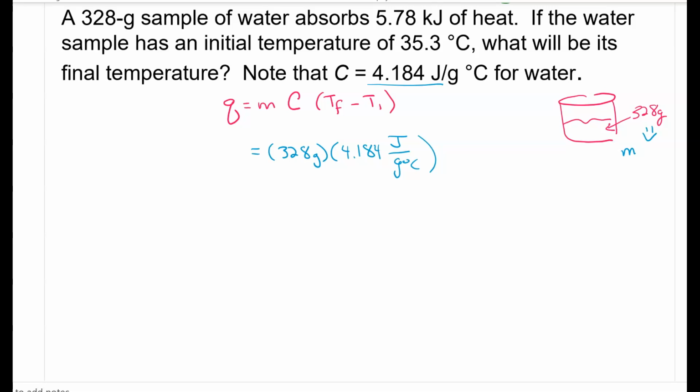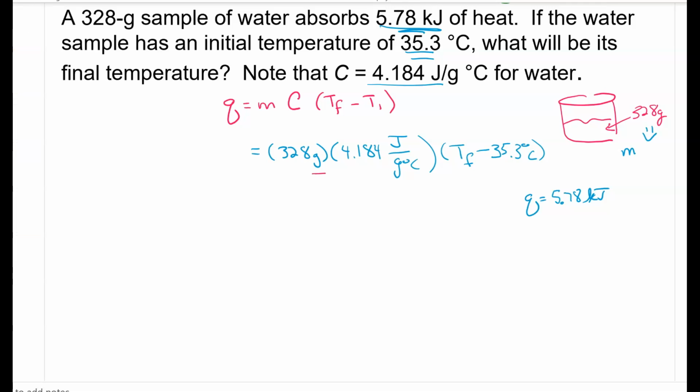It's asking me what is the final temperature. So that's what I'm solving for, and it tells me that my initial temperature is 35.3 degrees C. And I am told that it absorbed 5.78 kilojoules of heat. So Q is going to be positive because our system absorbed the heat, and that's something that the system gained. It's 5.78 times 10 to the third, 5.78 kilojoules of heat.